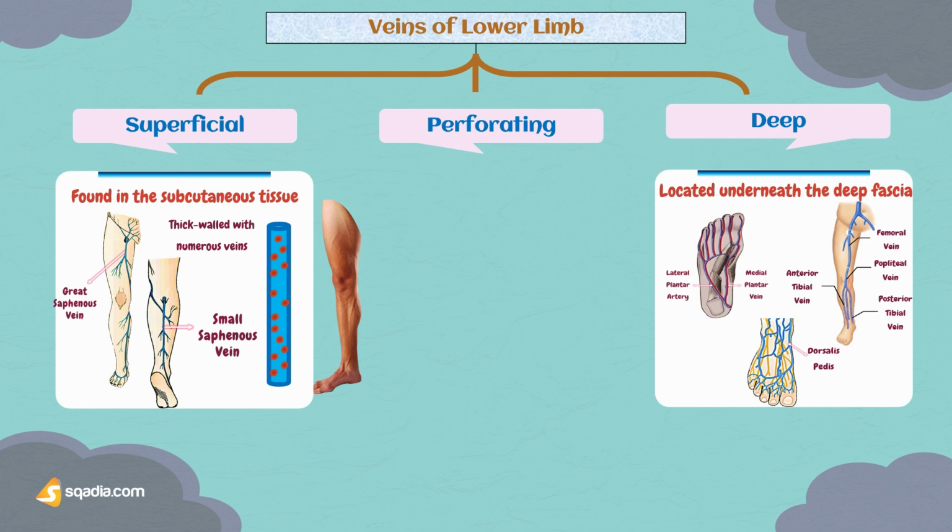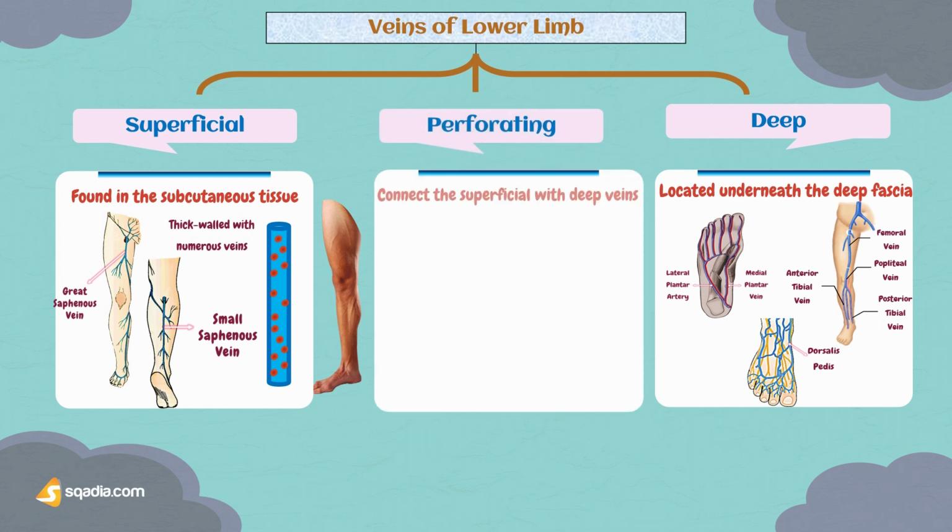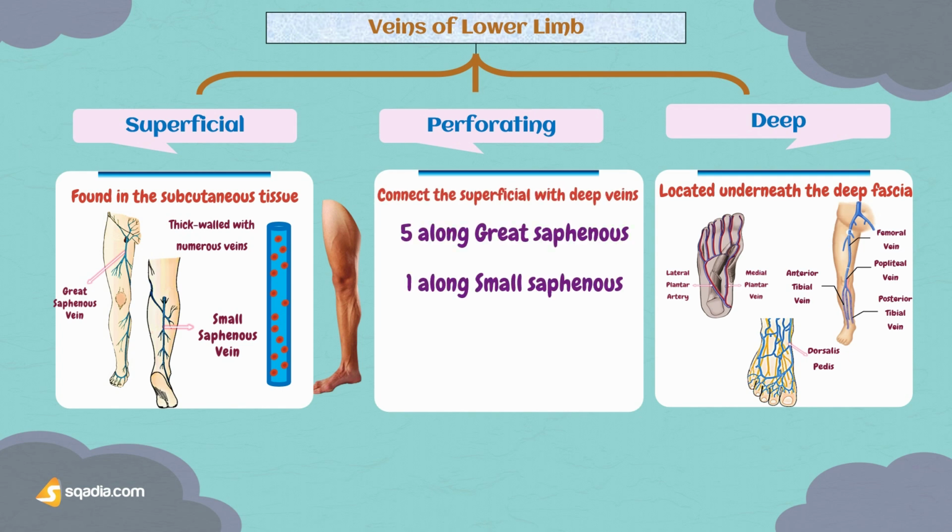Other than the superficial and deep veins, there is a third type known as perforating veins. They connect the superficial with the deep veins. Their valves permit only one-way flow of blood from the superficial to the deep veins. There are about 5 perforators along the great saphenous vein, and 1 perforator along the small saphenous vein.